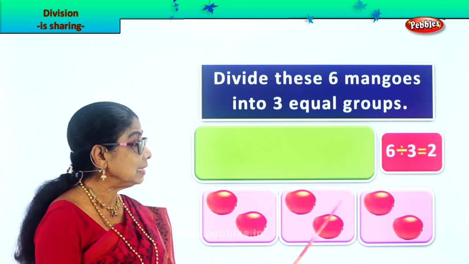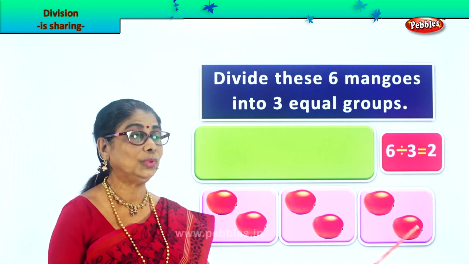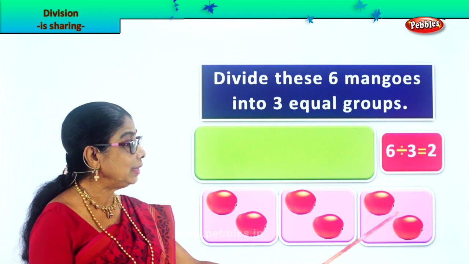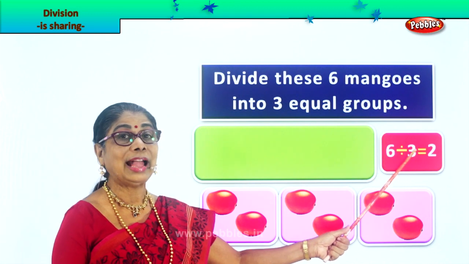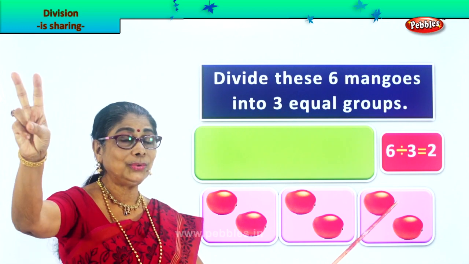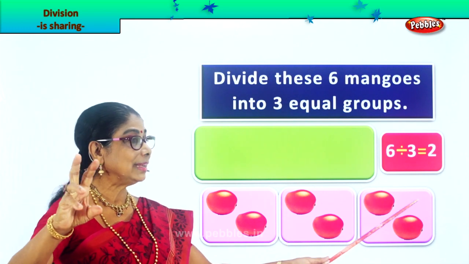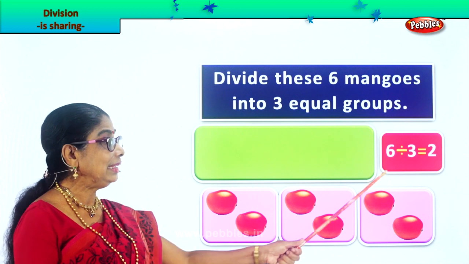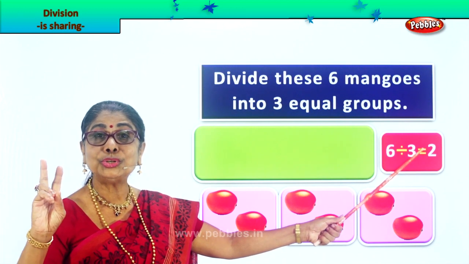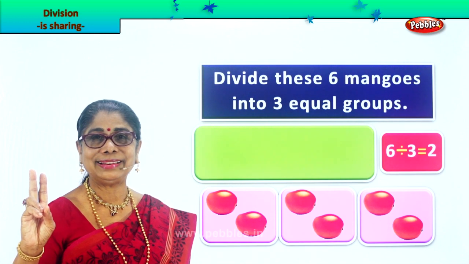Equal to, what is your answer in one tray? How many? 2. There are 6 mangoes. Put it into 3 trays, divided by 3. And your answer is 2 mangoes, because in one tray there are 2. Total of 6 divided between 3 trays. 6 divided by 3 gives you the answer, 2 mangoes in one tray.